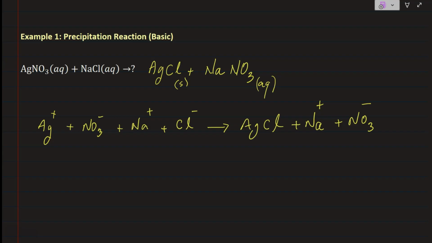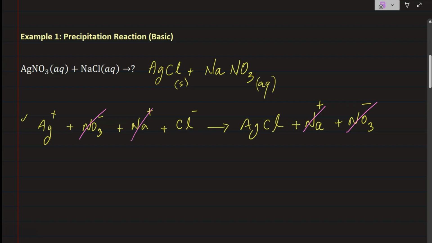And now that we have this, the next step is to cancel the spectator ions. Given that this is already balanced, we don't have to do anything about that. So now let's see what we can eliminate as spectator ions that show up on both sides of this equation. NO₃⁻ shows up on both sides. They're not participating in the reaction. We also have the sodium ion.